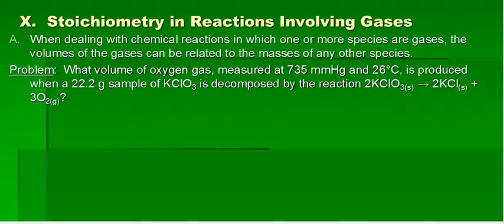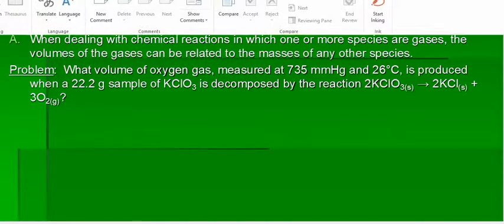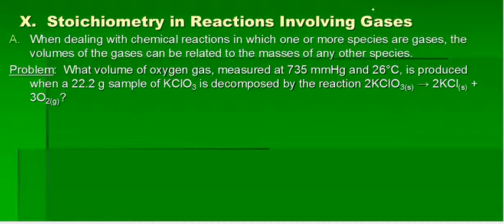Now we're going to look at stoichiometry in reactions that involve gases. If you look at this particular example here, we want to know the volume of oxygen gas. We know the pressure, we know the temperature of oxygen gas. The only thing we're missing in order to find the volume would be the moles. What we're given is the mass of KClO3, which is a solid. So what we're going to have to do first is a stoichiometry problem.